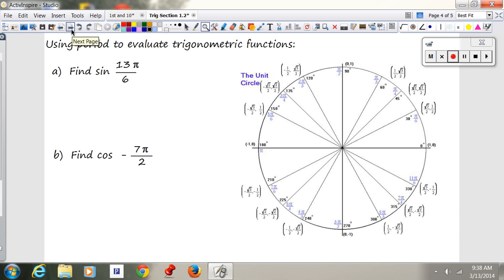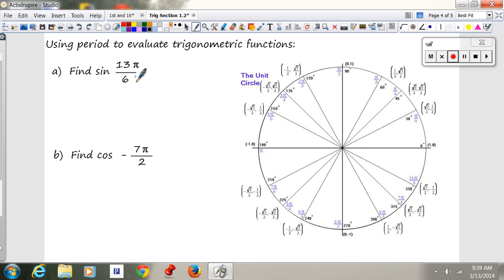All right, what about using a period? What if we want the sine of 13 pi over 6 right here, but it's not on my unit circle anywhere, so I can't find the coordinate? Could we do that? Could we figure it out? Yeah. Okay, so let's see if we can do that.